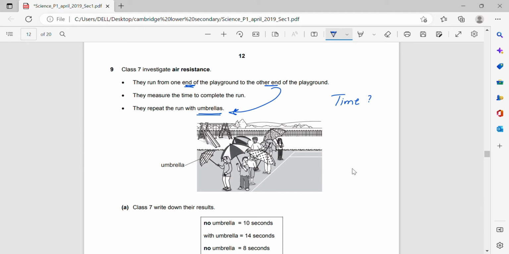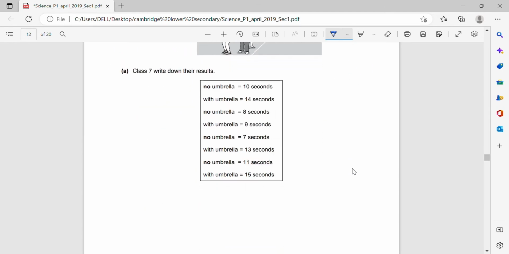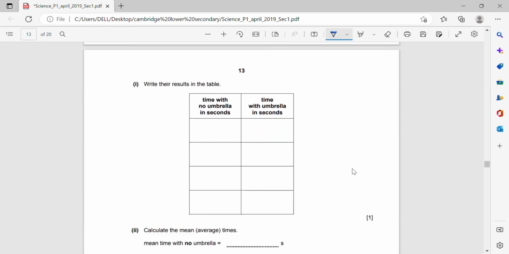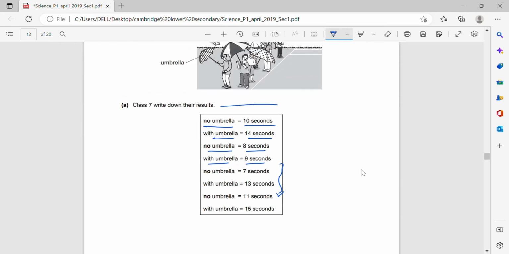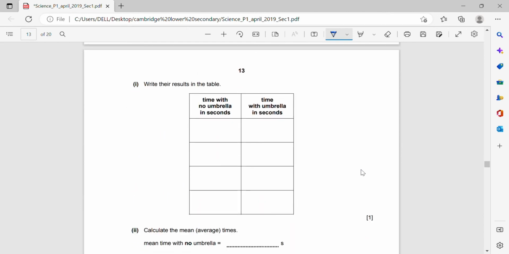Class 7 write down the results. The results: with no umbrella the time is 10 seconds, with umbrella 14, no umbrella 8, with 9 and so on. Then we are given a table in question 1 that says write the results in the table. We are going to transfer the results from this rectangle to the table they made for us.